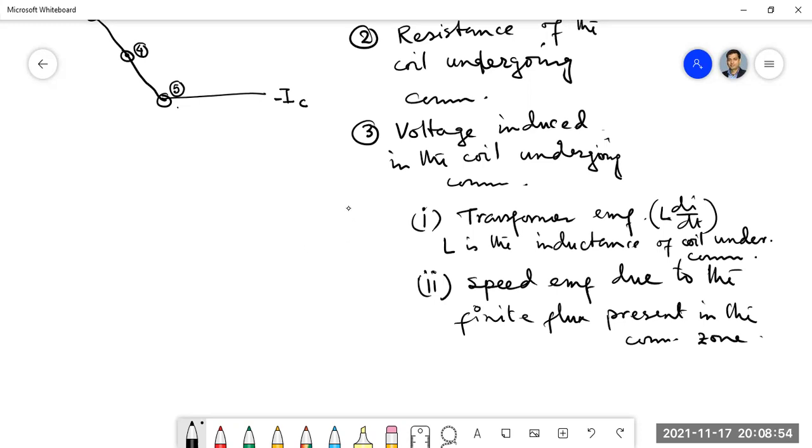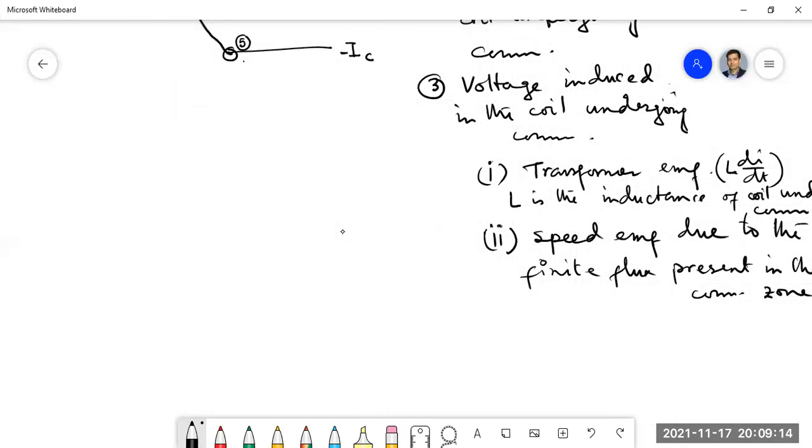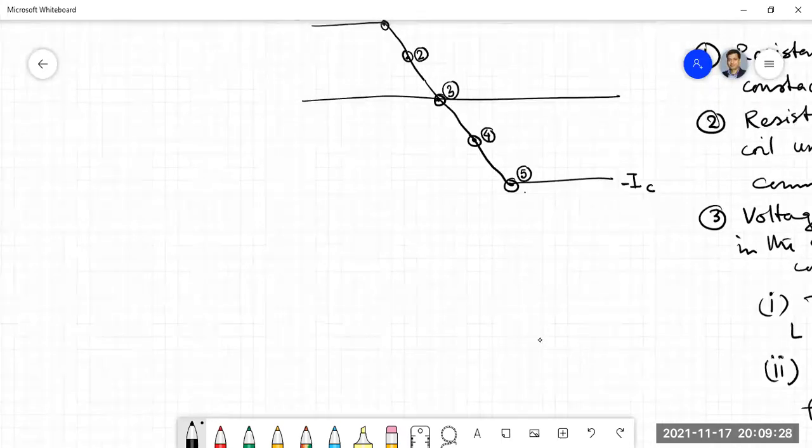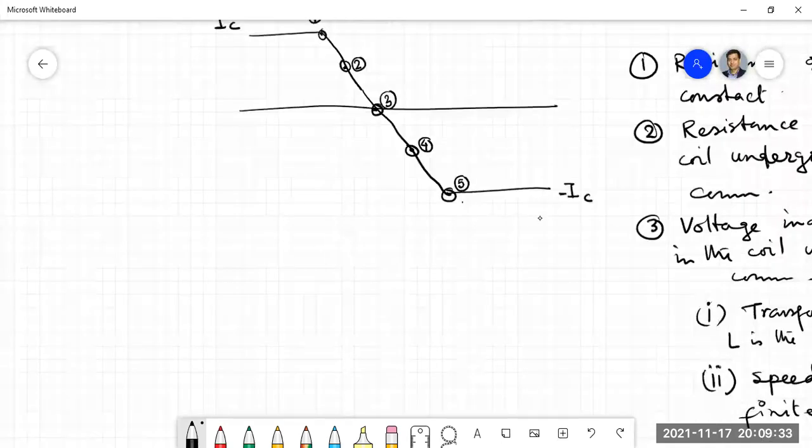One by one we'll consider. First we'll consider the effect of the first two things, that means the resistances, and how they can affect the profile of the commutation. The two resistances are there, as I have mentioned, 0.1 and 0.2. One is called the contact resistance, and the second is the coil resistance. Can you take one contact resistance, because the contact is getting changed from instant to instant, isn't it?